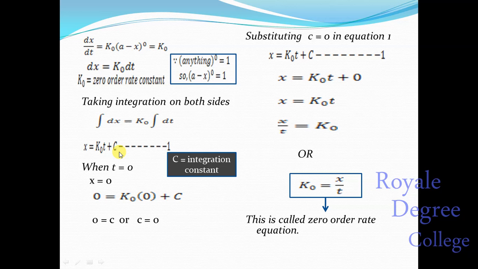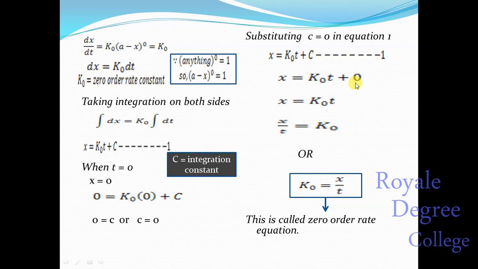When t equal to 0, x equal to 0, we substitute these values in the above equation. The x value is 0, so we write 0 equal to k naught, as it is, times the t value 0, plus c. So k naught into 0 equals 0, and here remains only c. So 0 is equal to c, or we can write c equal to 0. Substituting c equal to 0 in equation 1: what is our equation 1? x equal to k0t plus c. In place of c we write the value of c as 0.